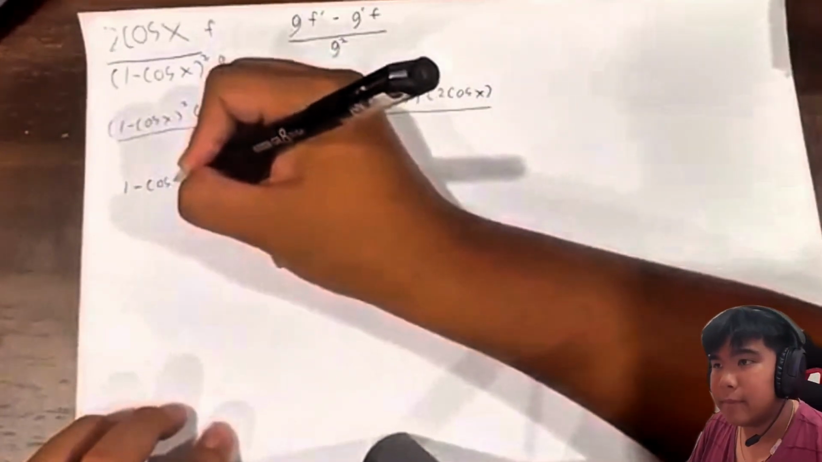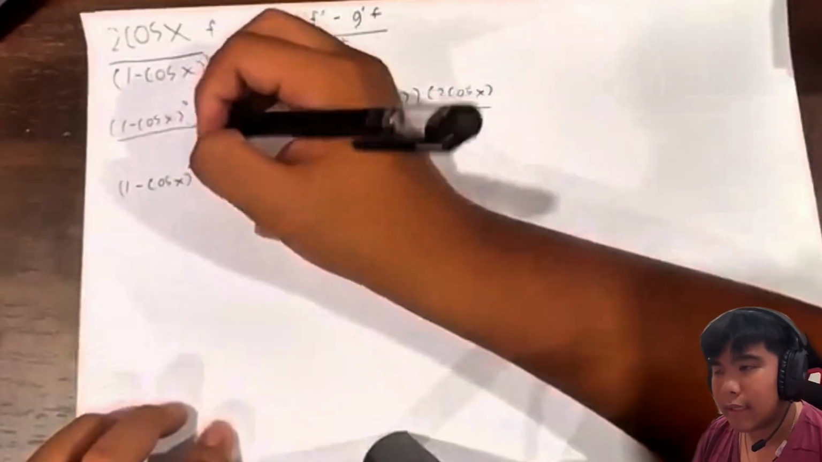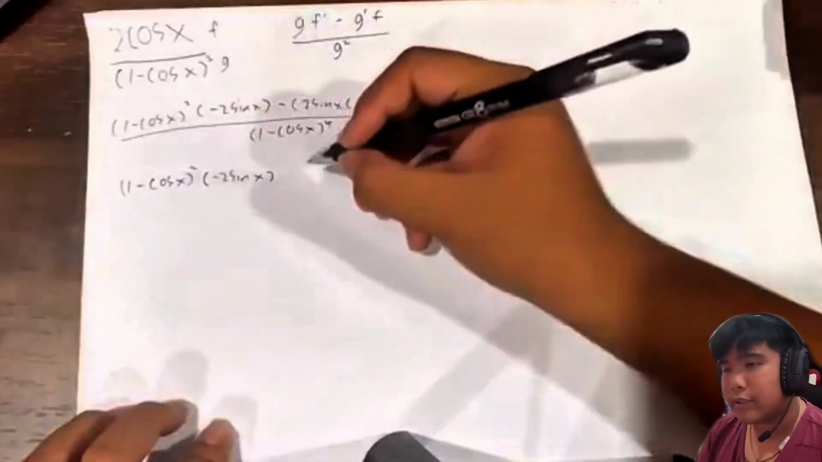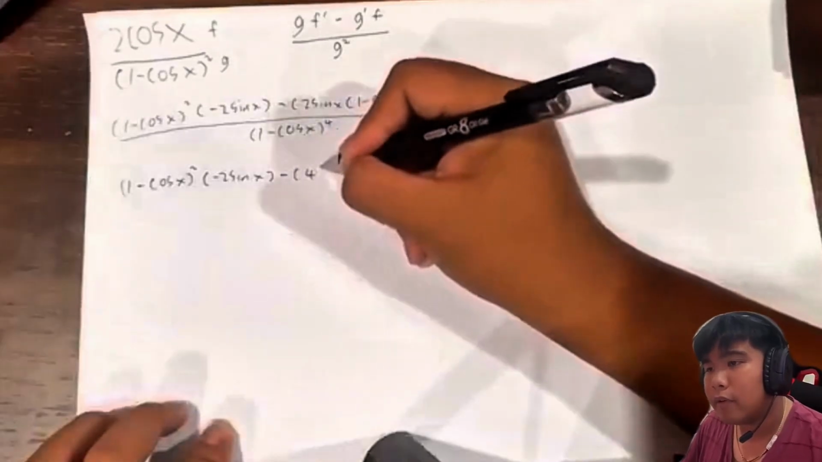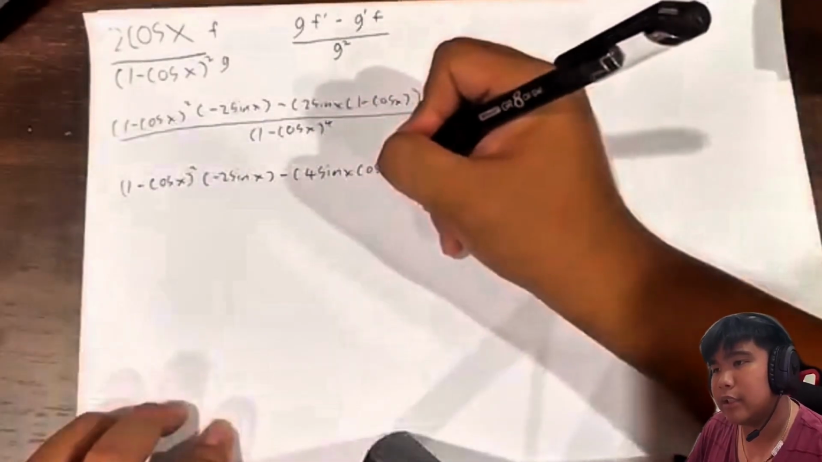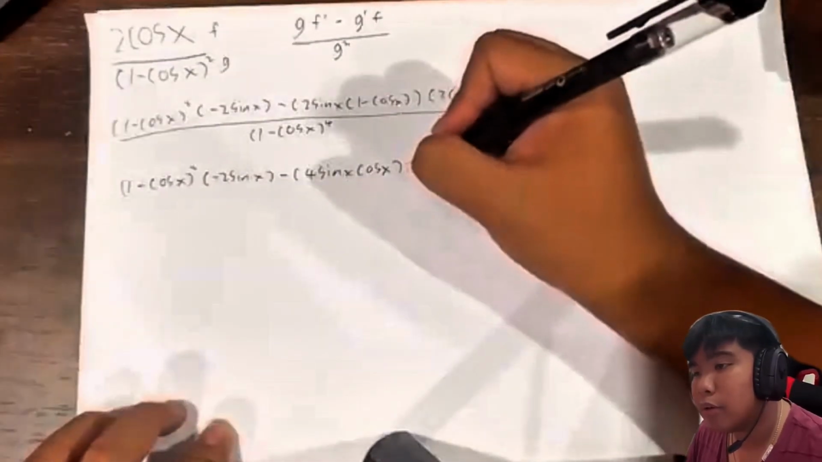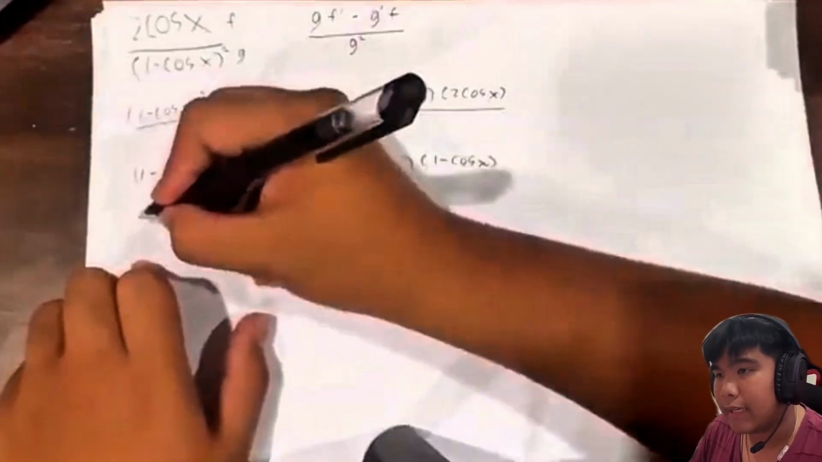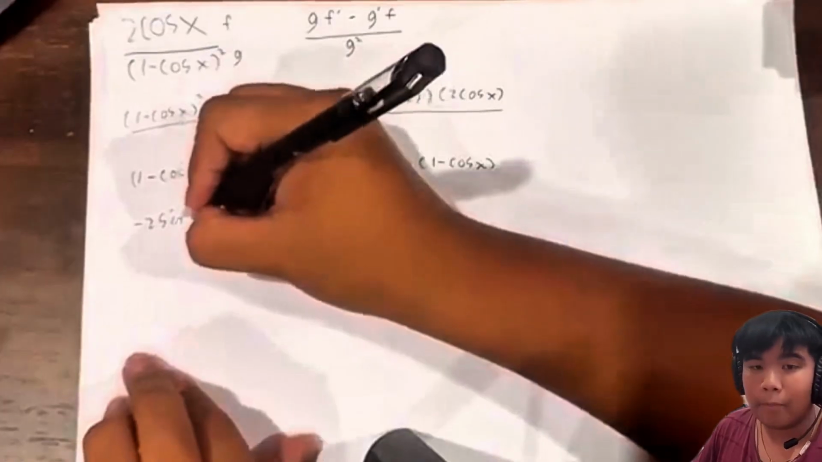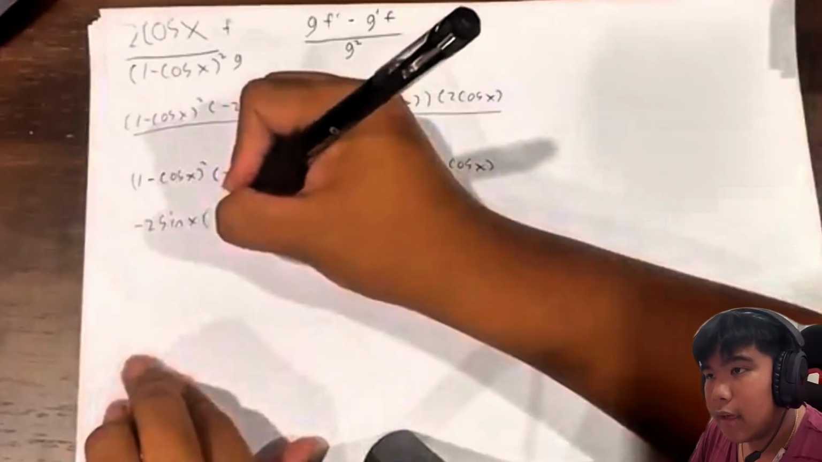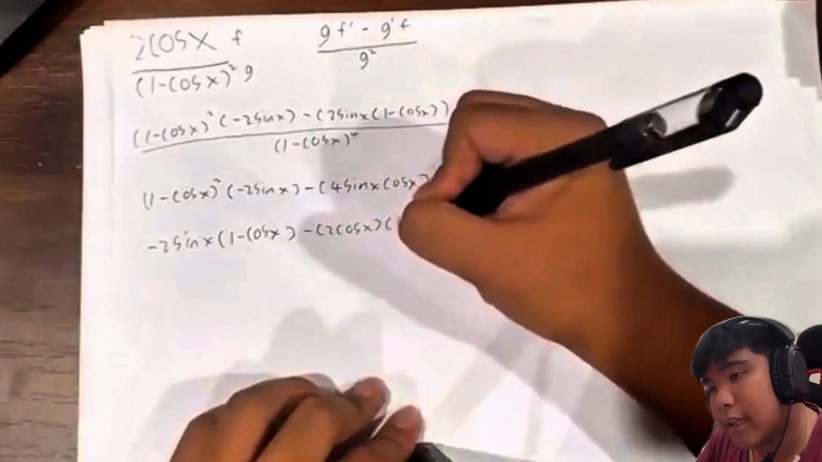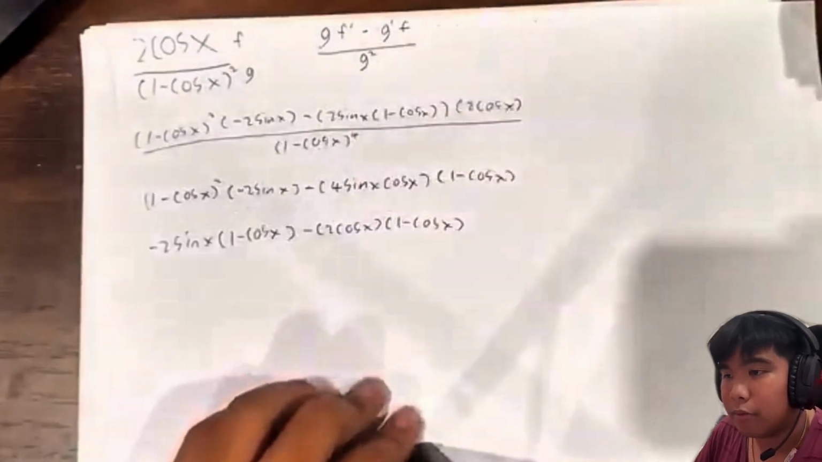Next, we're going to multiply everything. 1 minus cosine x squared times negative 2 sine x. On the other side, it will become negative 4 sine x cosine x, because you're multiplying 2 sine x and the 2 cosine x, times 1 minus cosine x. We're not going to put the denominator for now. Negative 2 sine x times 1 minus cosine x minus 2 cosine x times 1 minus cosine x.